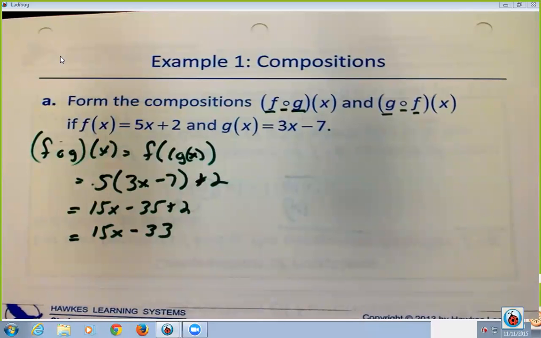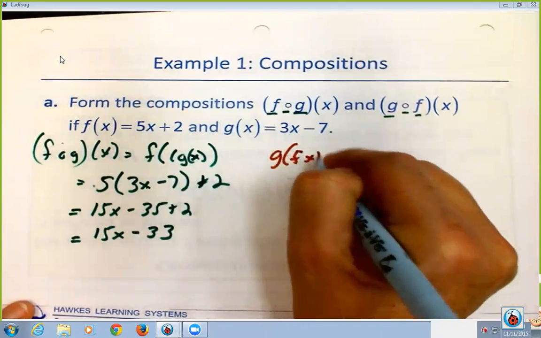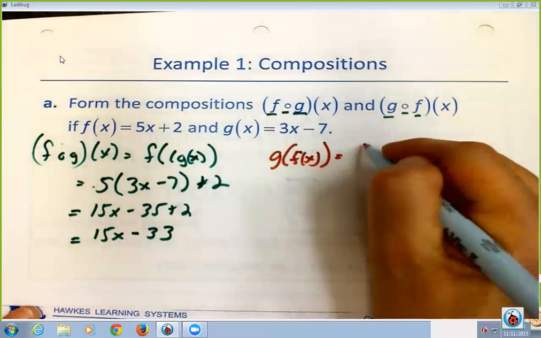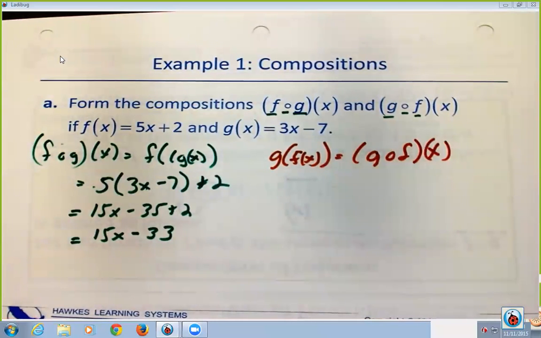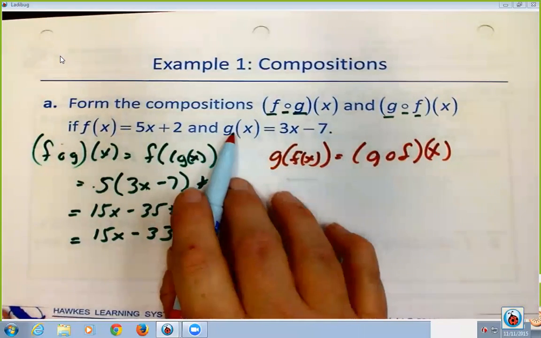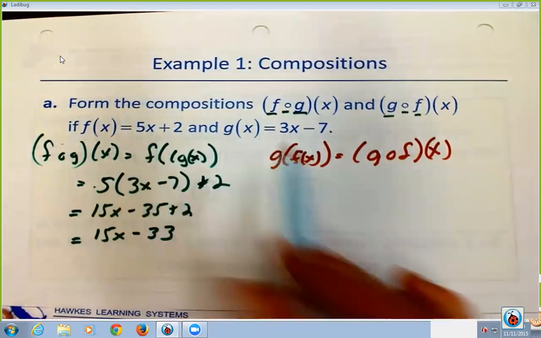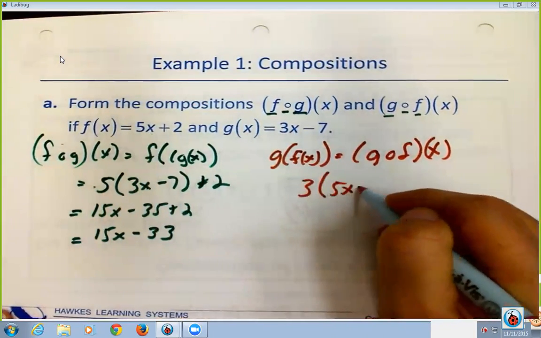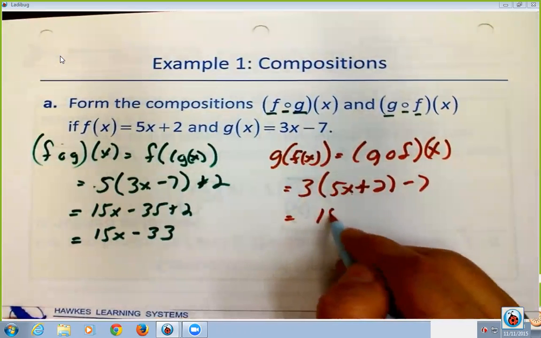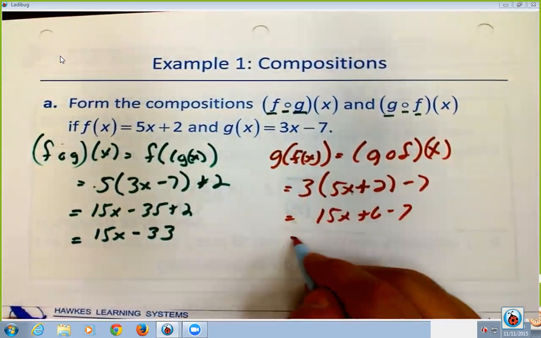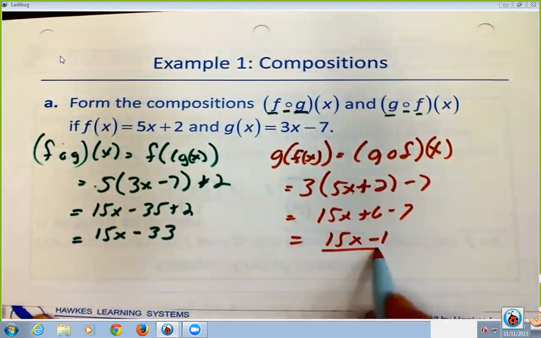Then if I take a look at the next one over here, I'm going to stick f inside of it, or I'm going to have g of f of x. So what this means is to pay attention to your directions. It means I got to take g, this piece, take this x out, and put 5x in its place. So 3 times 5x plus 2 minus 7. 3 times 5x is 15x. 3 times 2 is 6. So I'm left with 15x minus 1, and that would be my solution to it.